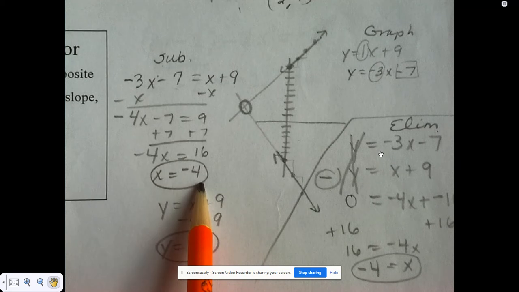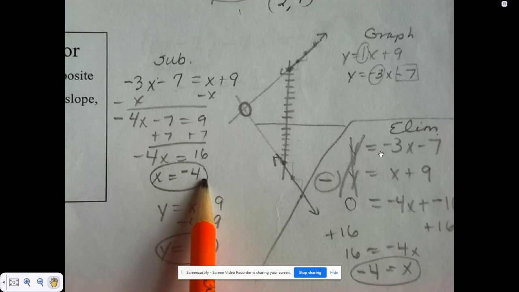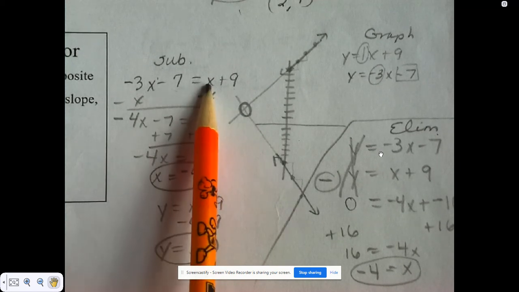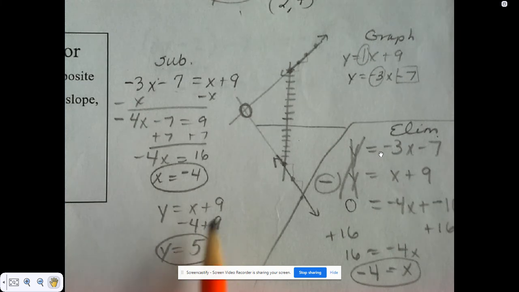I'm not done yet. I take this x equals negative 4 and I plug it into what I already had, x plus 9. So negative 4 plus 9 is 5. So my answer is negative 4, 5.